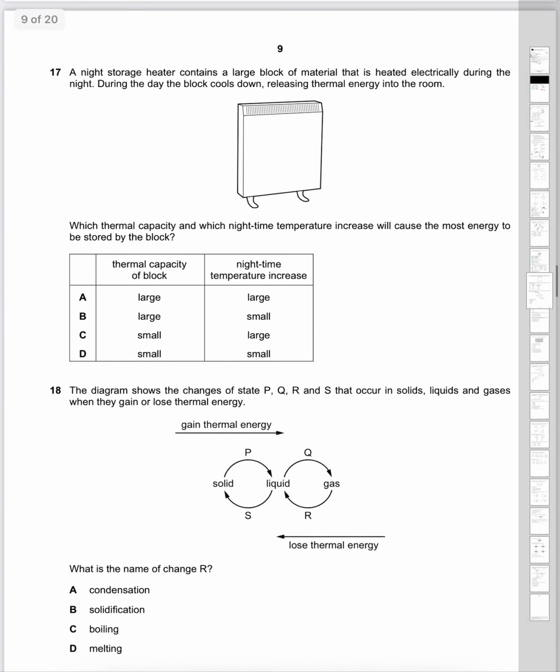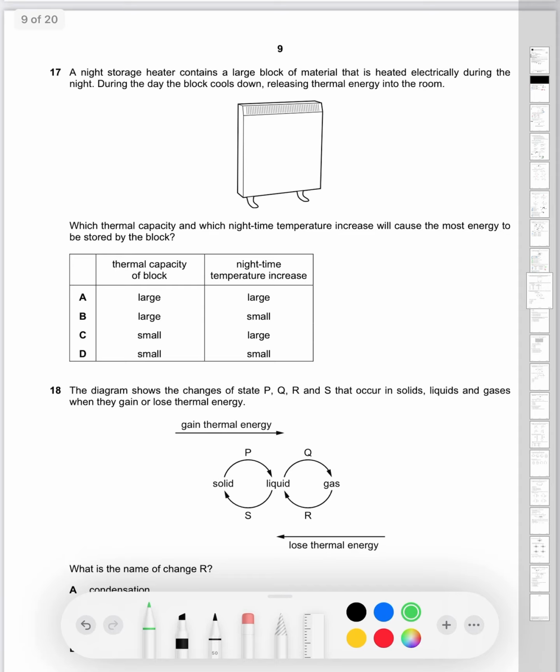It says, a night storage heater contains a large block of material that is heated electrically during the night. During the day, the block cools down, releasing thermal energy into the room. Which thermal capacity and which nighttime temperature increase will cause the most energy to be stored by the block? Now, you can think of this as, if something has a large thermal capacity, it's going to be able to store large amounts of thermal energy.